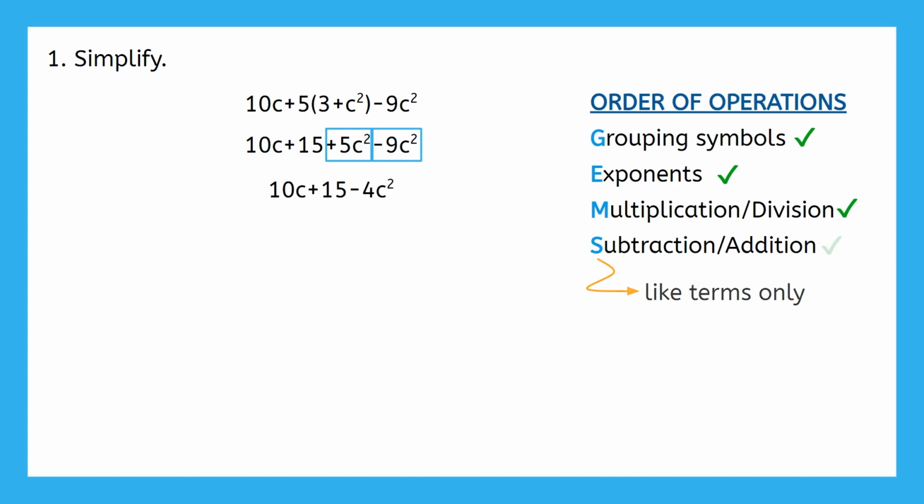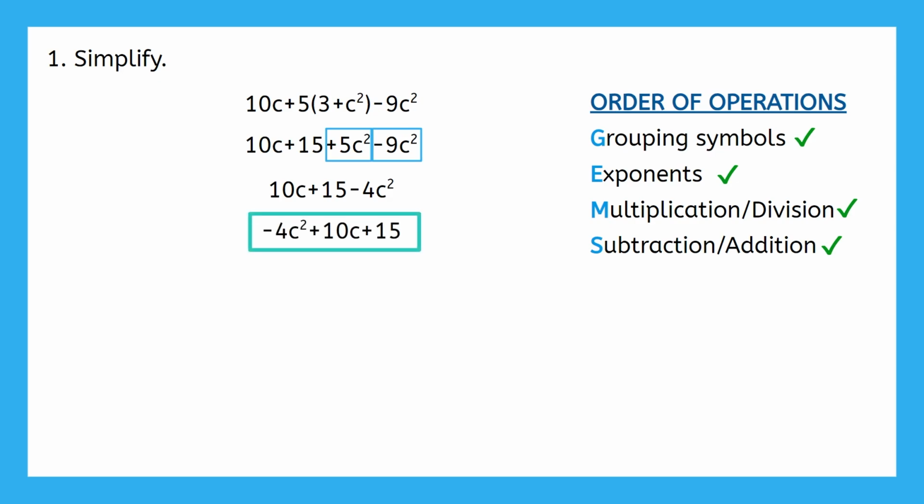We've gone all the way through our order of operations and done everything that we can. So this is in simplest form. Remember that these terms can be in a different order and still be equivalent. For example, we could put them with the exponents descending like this, which would also be a great final answer.